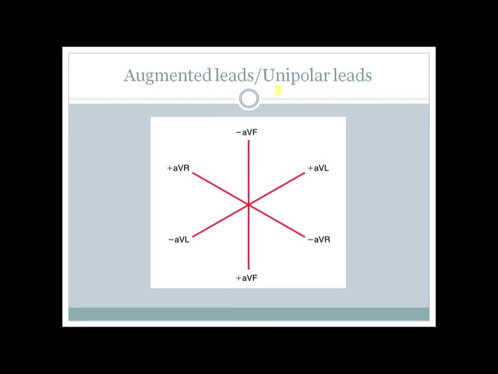So there are three augmented leads or unipolar leads. This is the central point where the electrical activity is zero, or the summation of electrical activity is zero. Lead AVF views the cardiac electrical activity from below. Lead AVR sees the electrical activity in the heart from the right-hand side, and AVL from the left-hand side. Those are the views for the augmented leads.